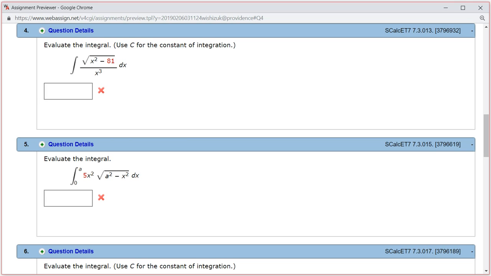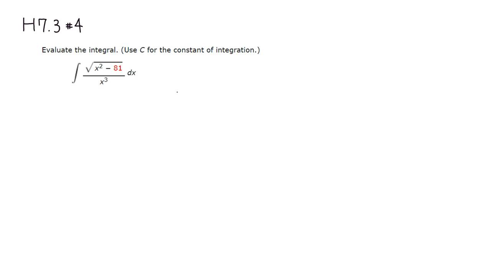All right, let's look at homework 7.3, problem number 4. Let's evaluate this integral using trig substitution. In this case, we have the square root of x squared minus 81, where 81 is 9 squared. So this is the secant one.